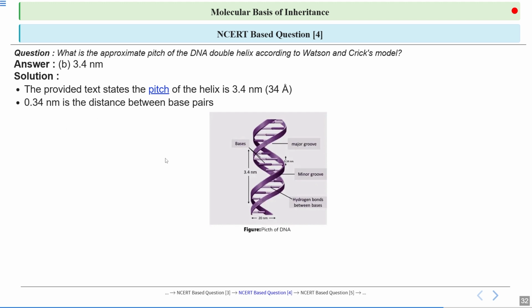So this is the same diagram which we have already studied in today's class, that this is the whole pitch, and this is the distance between two base pairs.